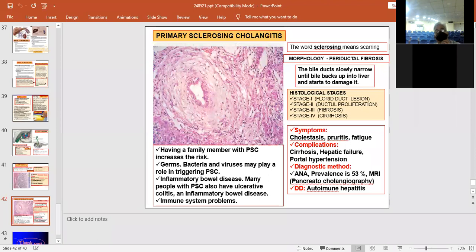More diagnosis is more dependent on this pancreatocholangiography, or you call it MRI, that is magnetic resonance imaging technology from the radiology department. So if you refer the case to the radiology department, more help can be gained from that instead of a biochemical evaluation, that is anti-nuclear antibody, where in primary cholangitis it is the anti-mitochondrial antibodies. So I have enumerated the differences. You can go through also in the books.